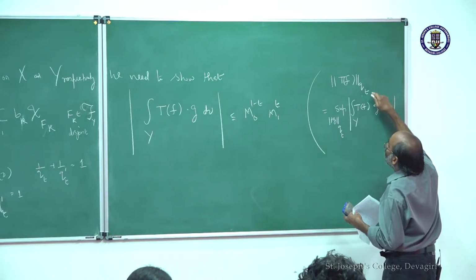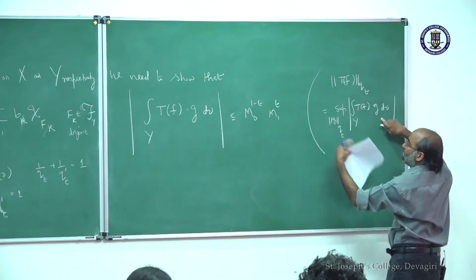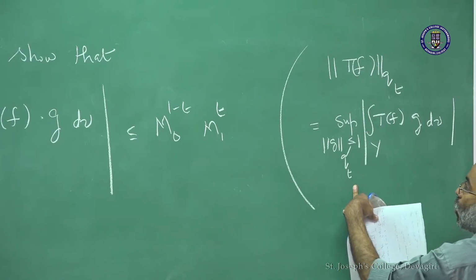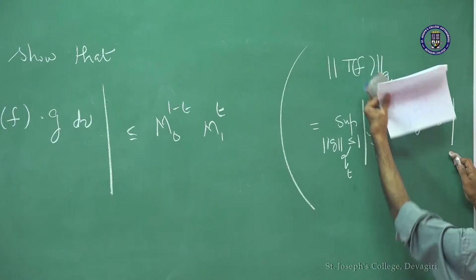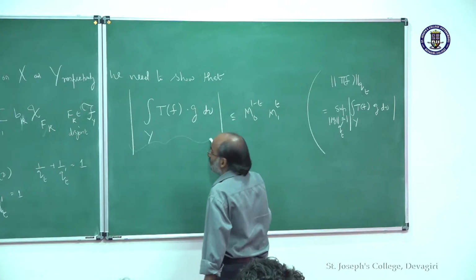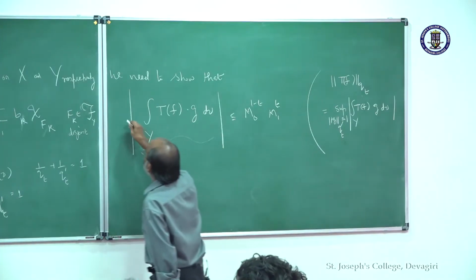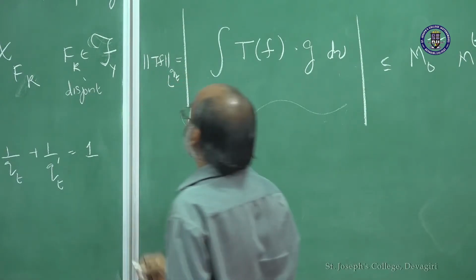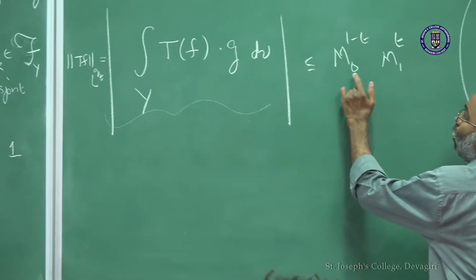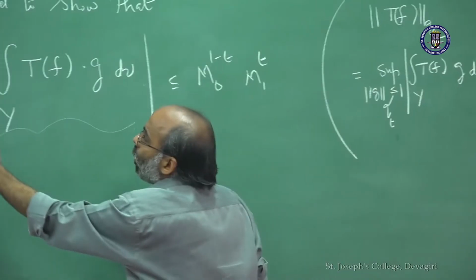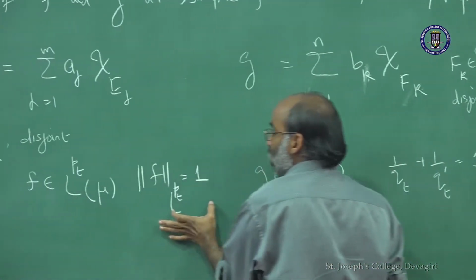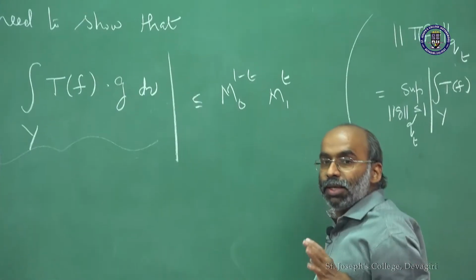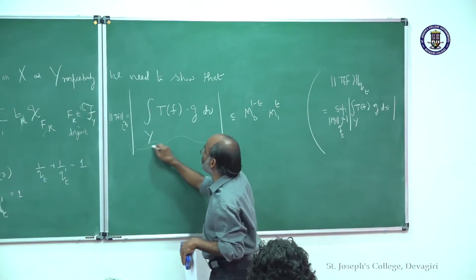But that is given by integrating this function against functions in the dual space. The dual space is Qt prime, and you look at all those functions whose norm is less than or equal to 1, and take the supremum. This will give me the LQt norm. So if I prove this, I can take the supremum over g whose norm is 1. And if that is less than or equal to M0 to the 1 minus t, M1 to the t, for all simple functions f with norm 1, that will tell me the norm of T is less than or equal to M0 to the 1 minus t, M1 to the t. Is this clear? Okay. So I need to show just this, right?